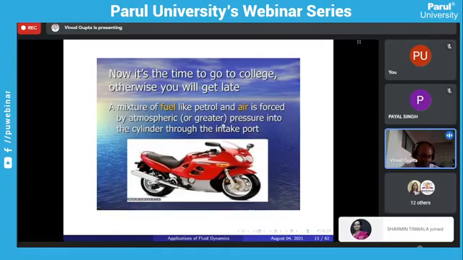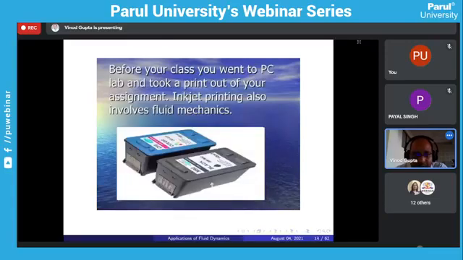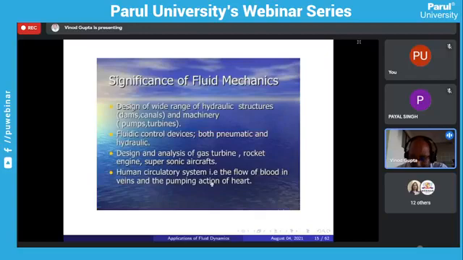But nowadays, if you see in bikes, they use the injection property of fuel. So that is one of the applications of a droplet. And again in inkjet printing, there is an application of fluid dynamics. So these are the significant applications which we use in daily life.